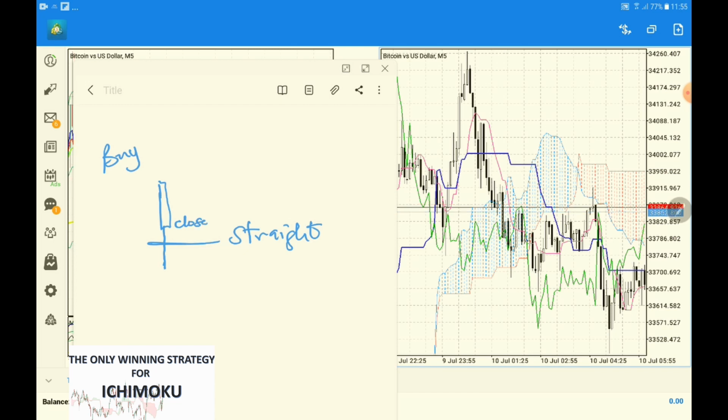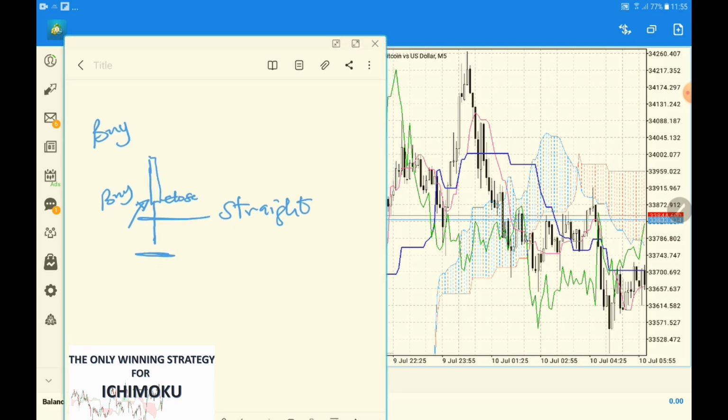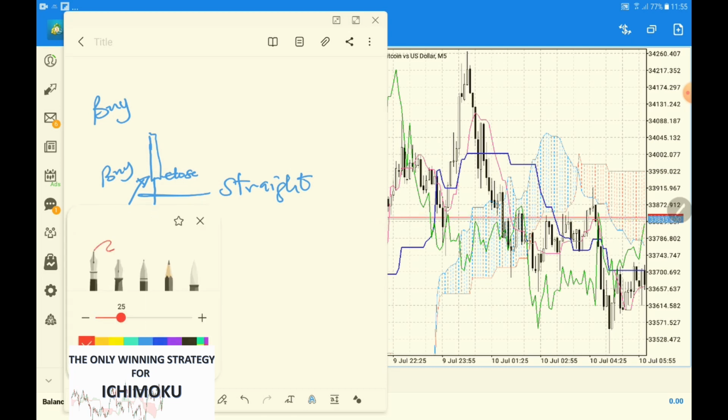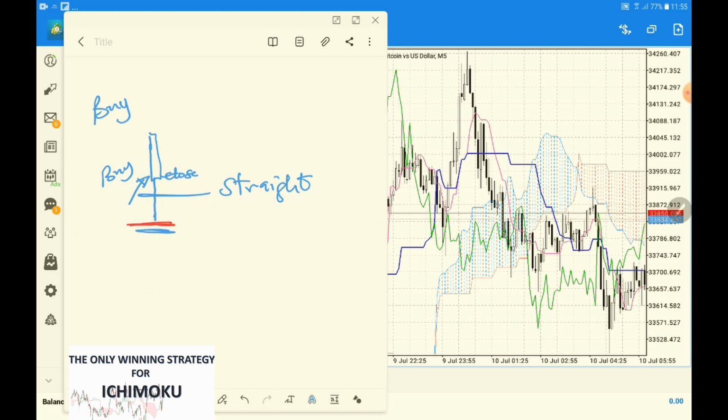I hope I'm clear right here. So we want a wick moving through the Kijun-sen but closing above it, and at that point we want to place our buy. And this is a very good risk to reward ratio because you can place your stop loss right here. Let me just change the color for stop loss. We can place our stop loss right here. That's what it is.